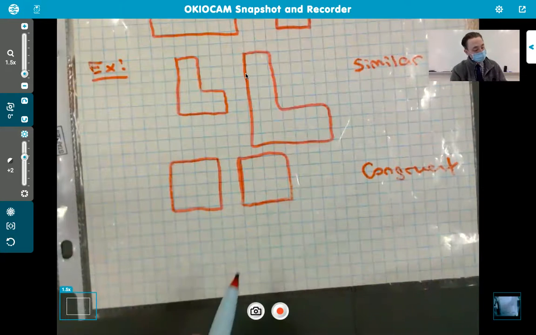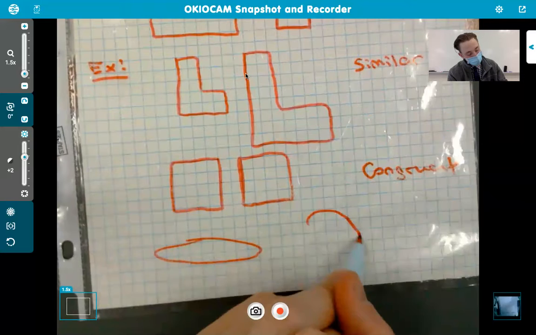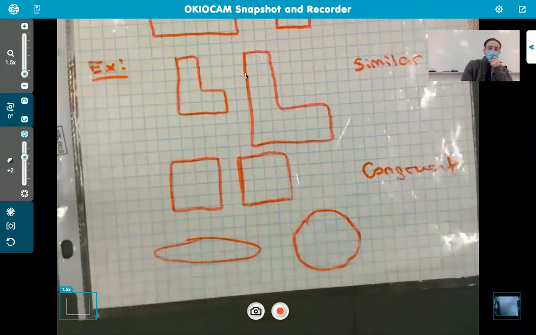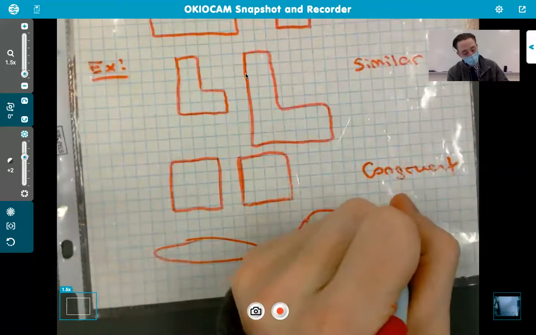And the last example: similar, congruent, neither. Neither. Why is it neither? Yeah, we have the same left and right. So, I'm just messing with it. The one on the left is a little bit more of an oval, the other is a circle. So they're different shapes altogether. It doesn't necessarily have to do with size or anything like that, just totally different shapes. So this would be neither similar nor congruent.